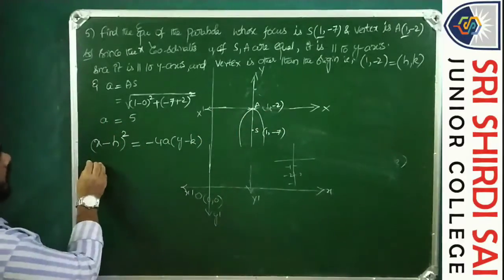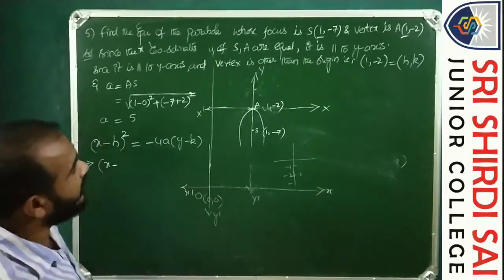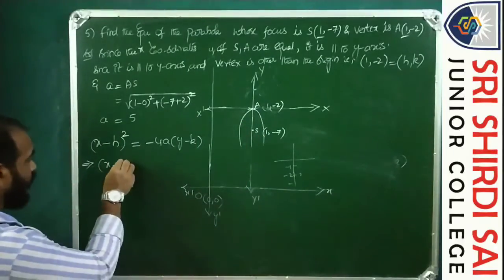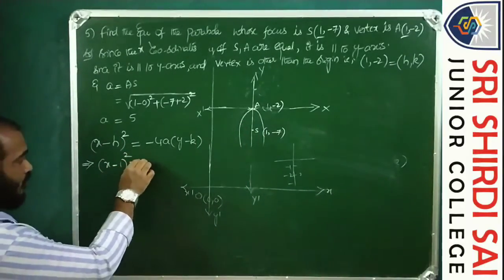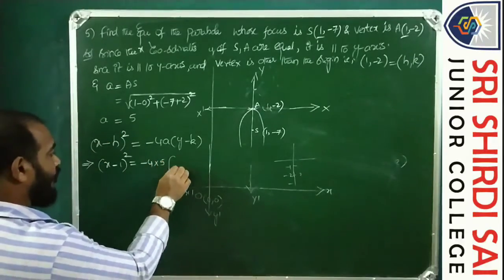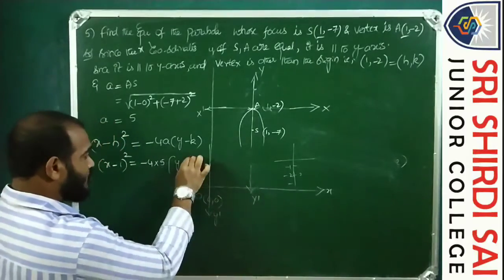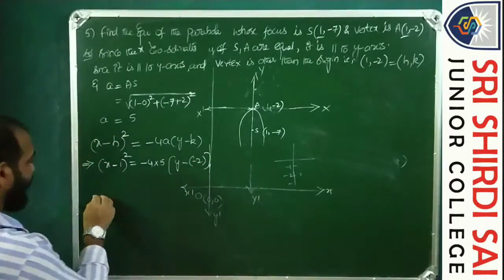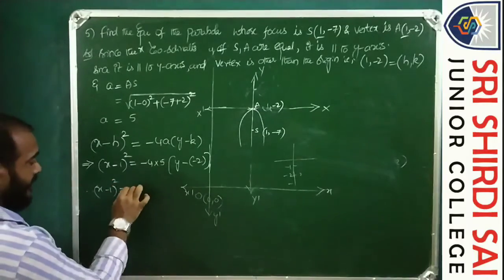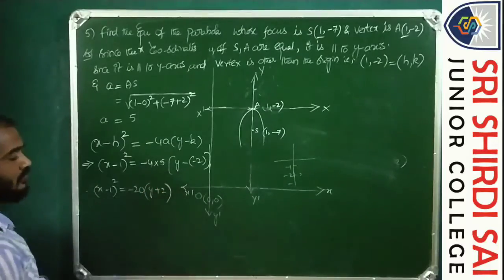So now, x minus h, y minus k, what is (h, k) that is given? 1 and minus 2. So (x minus 1) whole square equals minus 4, a is 5, into (y minus, the value of k is minus 2). This equals (x minus 1) whole square equals minus 20 into (y plus 2).